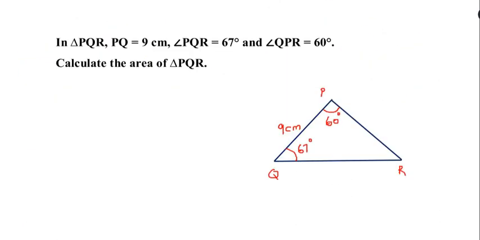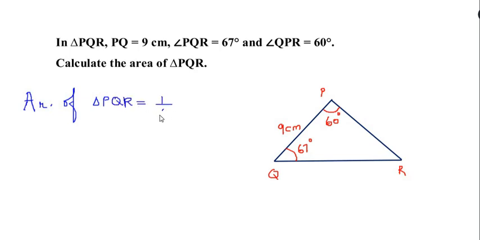Now let us look at the next question. In triangle PQR, PQ is given as 9 centimeters, angle PQR is given as 67 degrees, and angle QPR is given as 60 degrees. You have to calculate the area of triangle PQR. So let us write the formula for area of triangle PQR.